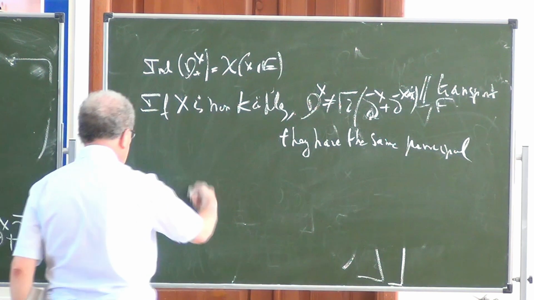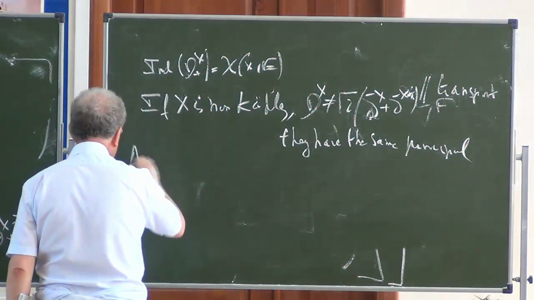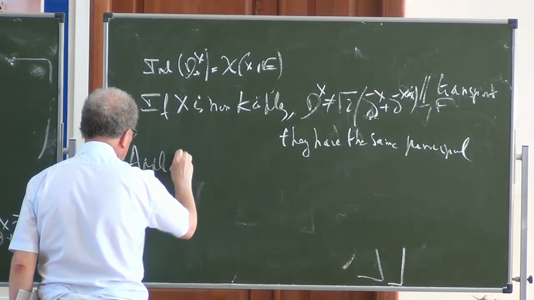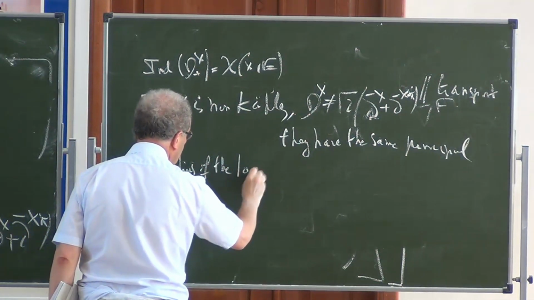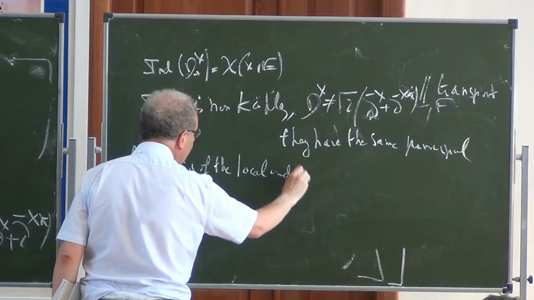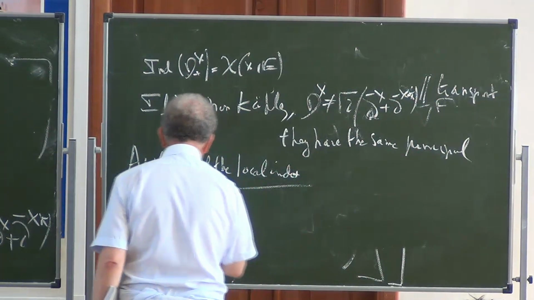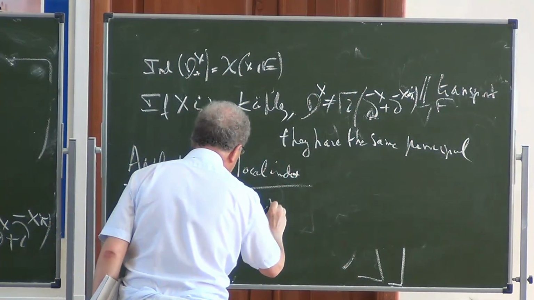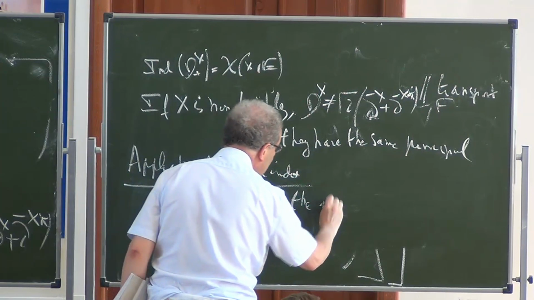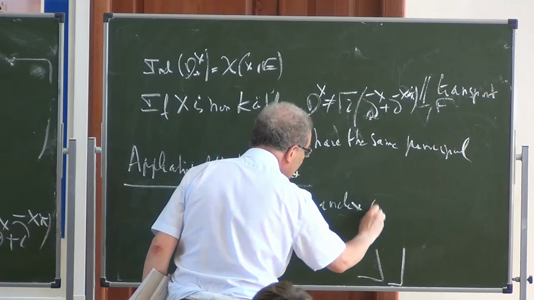So, what have been the applications of the local index theorem? Up to a certain point, it was just used to prove the index theorem. That was, of course, one of its main applications, to prove the index theorem.